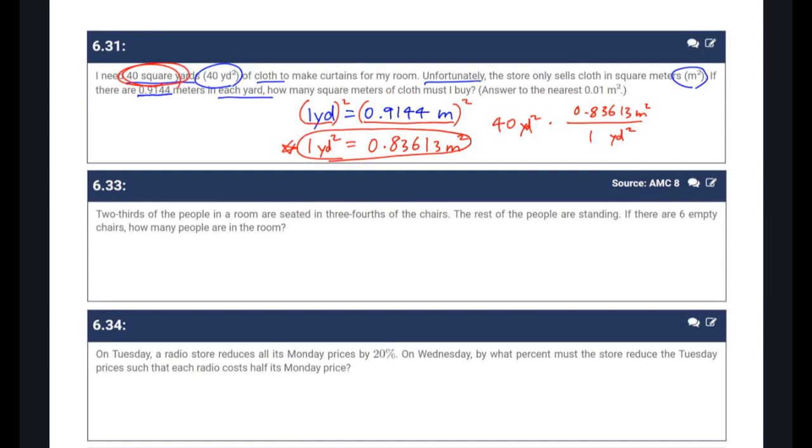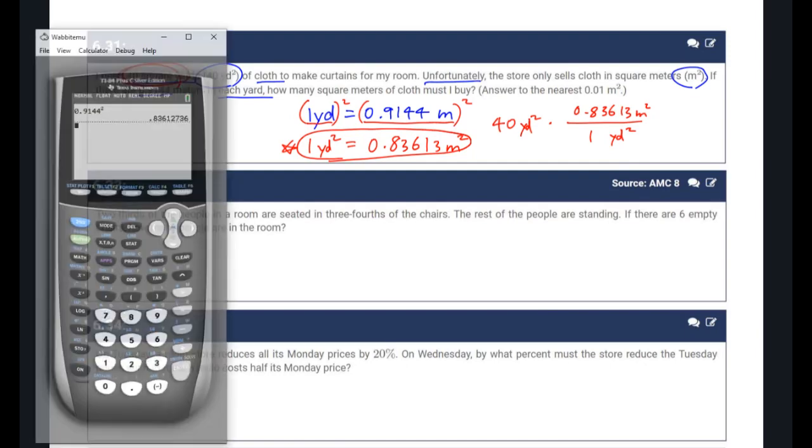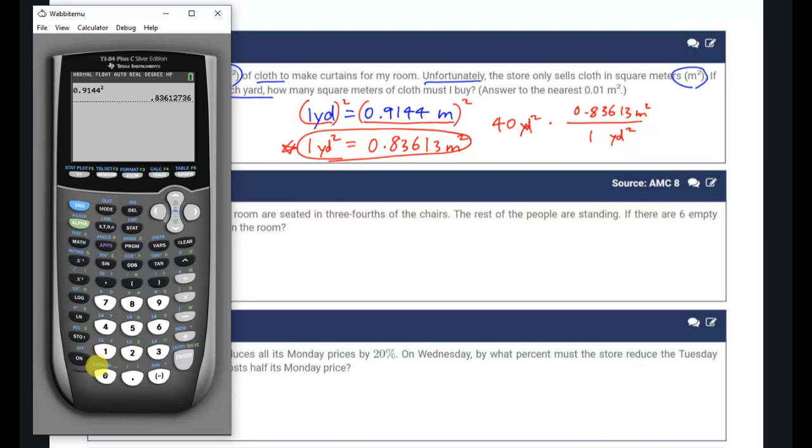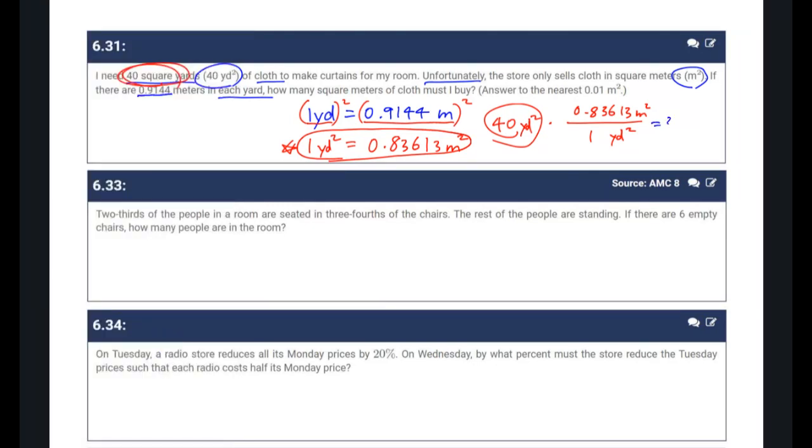So let me use the calculator one more time. 0.83613 multiplied by 40 will give you 33.45, rounded. So 33.45 square meters will be the answer.